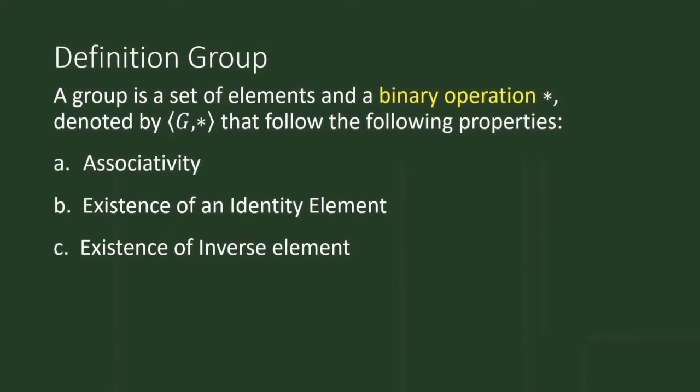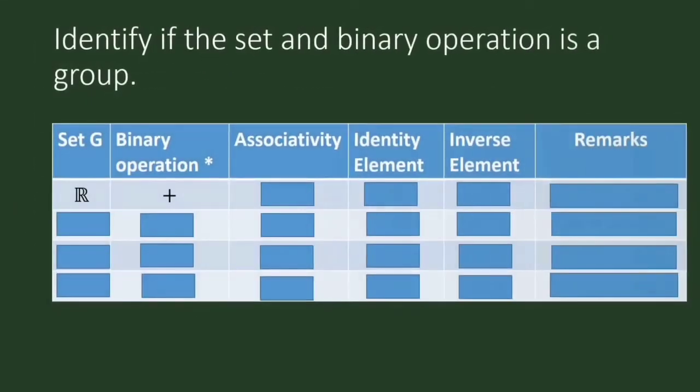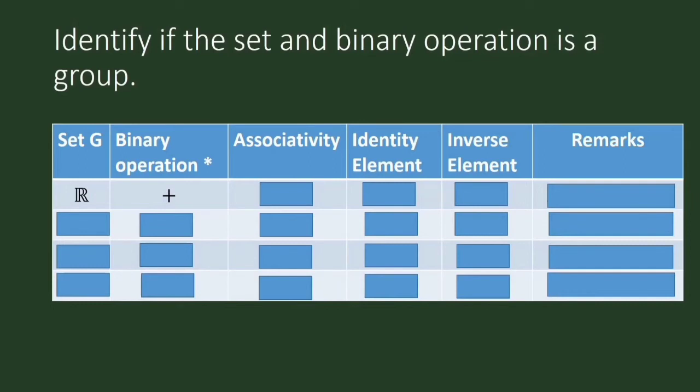So let us show examples of groups. Let us begin with the sets that are infinite. So a group is a set of elements and a binary operation, denoted by this. This is how we denote the group. So a group is always a set and the operation we apply on the elements of that set, such that these properties are satisfied: associativity, the existence of an identity element, and the existence of an inverse element. We shall identify if the set and binary operation given in this table is a group.